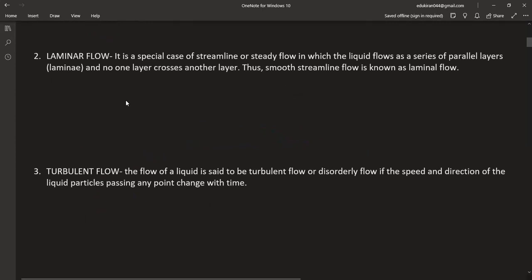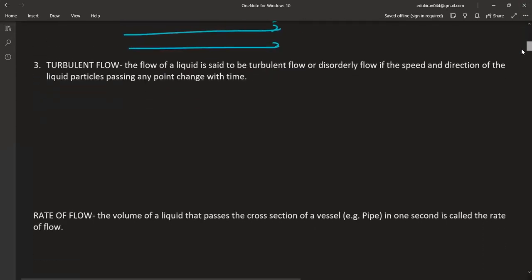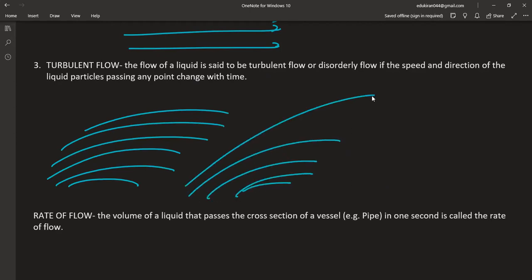But when we're talking about the laminar flow, it is a special kind of streamline flow, or steady flow. All the liquid layers are parallelly arranged like this, laminar flow. Then turbulent flow. Flow of a liquid is said to be turbulent when there is a disorderly flow like this. This is one flow of the particle. This is another flow like this. This is known as turbulent flow.